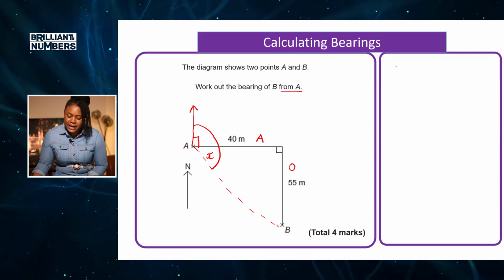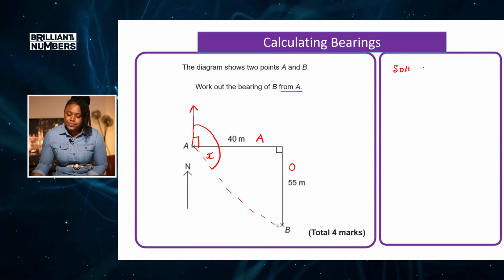So let's just write it here to visualize it. SOHCAHTOA. So I need my ratio that has O and A. So it is the tan ratio, clearly. So let's go ahead. We chose our ratio. We're now going to write our formula down. So tan theta is equal to the opposite divided by the adjacent side.